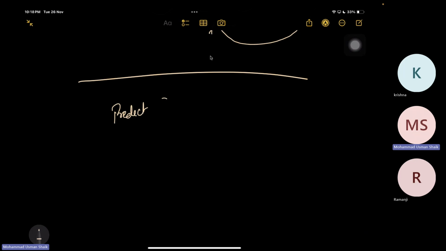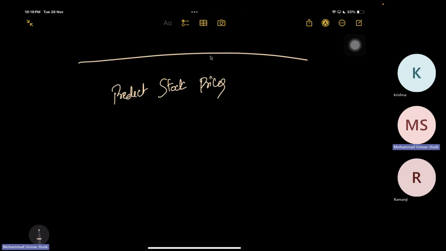Want to predict stock prices. So how can you predict stock prices? Now, let's say if you are aware of the trading of the stocks, there is something known as opening price. There is something known as closing price. There is something known as volume traded. Using these things, you are going to predict the price of stocks.